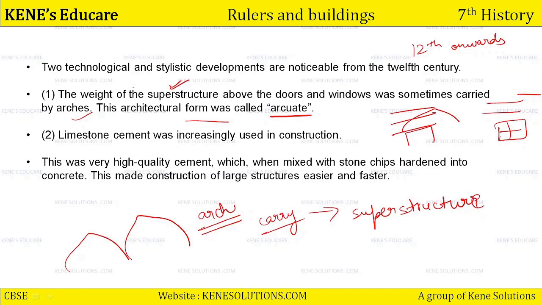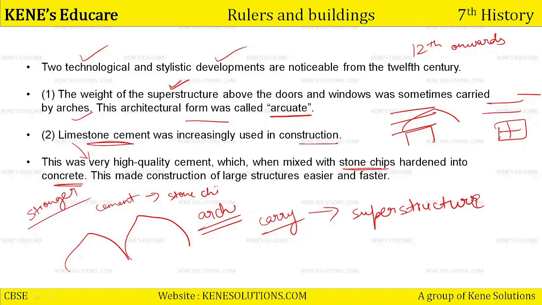Okay. The second, very important technological change and stylistic development which happened from the 12th century onward, was that limestone cement was increasingly used in construction. Limestone cement का इस्तेमाल होने लगा, which made things a little easier as well, a little stronger as well. Okay, cement is very strong, you know this, because this was very high quality cement. This limestone cement was very high quality cement, which when mixed with stone chips hardened into concrete. And this is what we do today as well. We mix the cement with the stone chips, and this makes the structure very solid, right? This made the construction of large structures easier as well as faster.